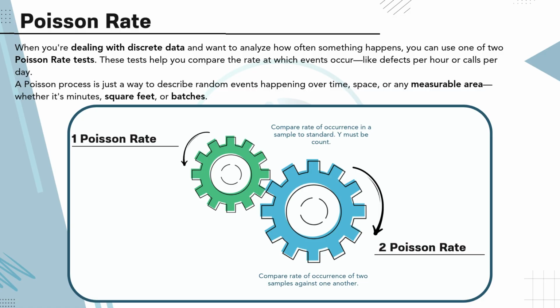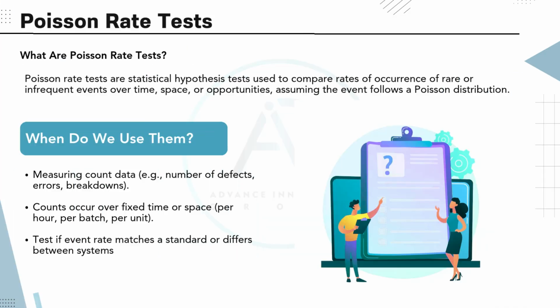2. 2 Poisson rate test is used when you want to compare rates between two different samples or groups, like defect rates in two different shifts or two machines. The Poisson process itself is a way to model random independent events occurring over time, space, or any measurable unit, like per minute, per square foot, or per production batch. So, whenever you're monitoring rates of discrete events, Poisson tests help you understand if your process is in control or has significantly changed.